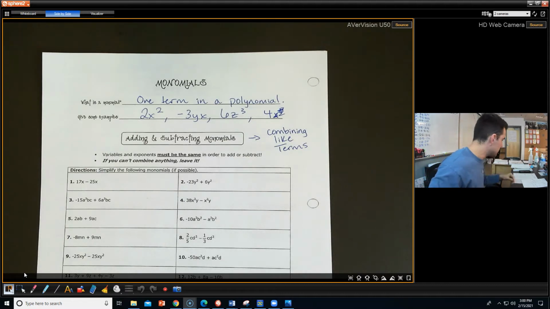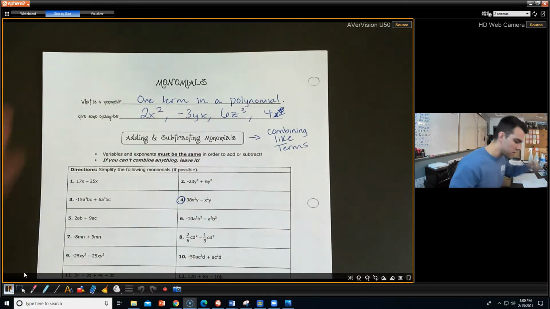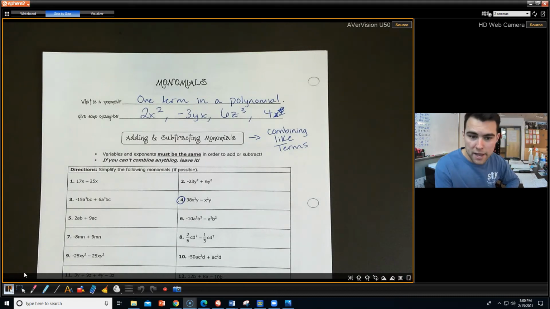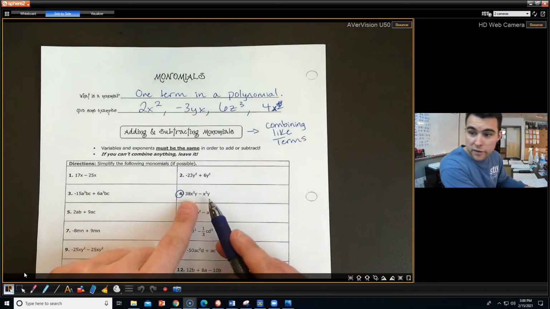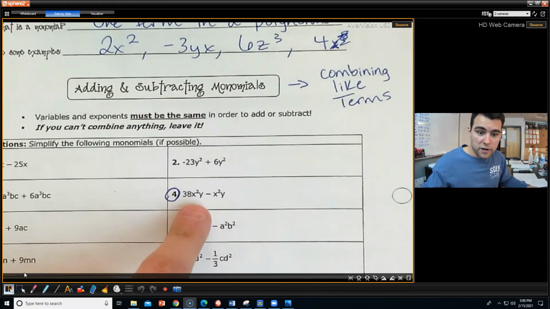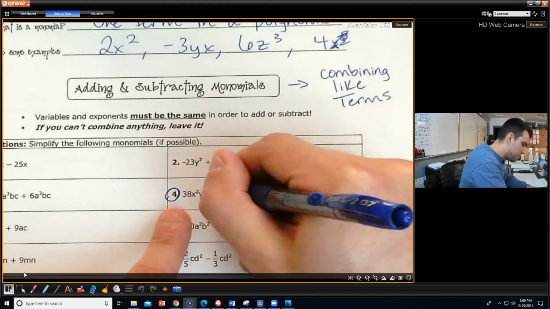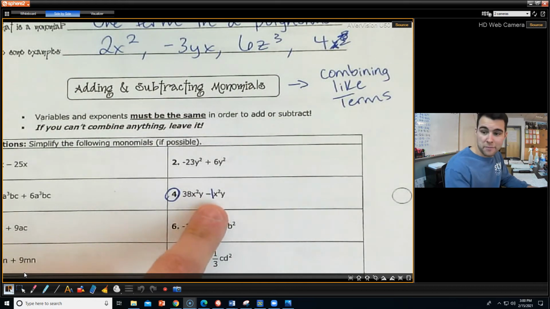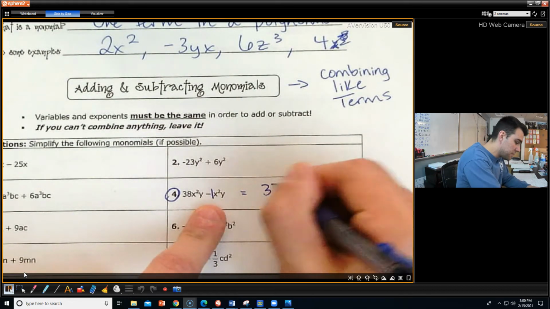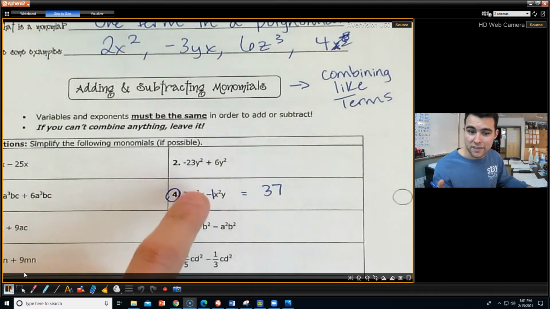So let's look at a couple examples. One of the ones I want to start off with is number 4. We have 38x squared y minus x squared y. So let's determine first, are they the same variables and exponents? They are. They're both x squared and y. So now we can combine by adding and subtracting the numbers in front. If there's no number showing up, it's implied it's a 1. So we just do 38 minus 1, we get 37. And then I'm going to tack on the x squared y.